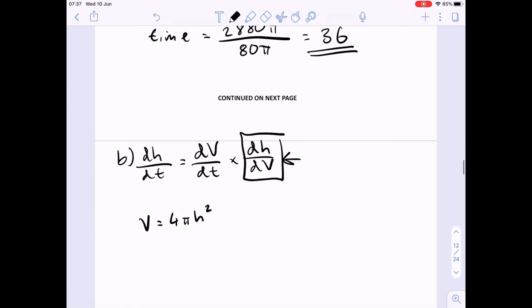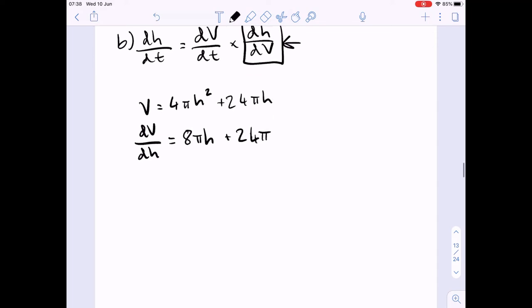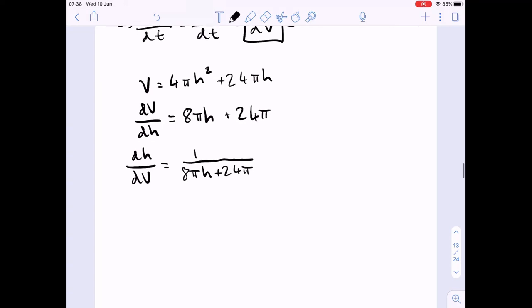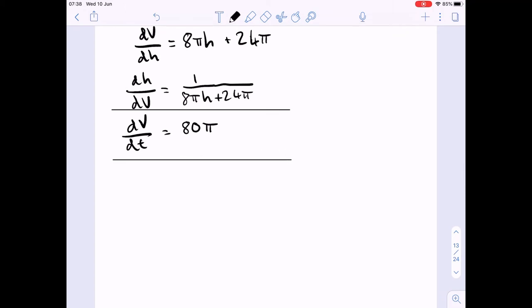plus 24 pi h. Okay, so dV by dh is going to be 8 pi h plus 24 pi. Okay, so overall dh by dV is going to be 1 over this, 8 pi h plus 24 pi. Let's just extend that fraction. And separately, I'm just going to remind everyone that I know that dV by dt is 80 pi. Okay, so dh by dt is going to be 80 pi times 1 over 8 pi h plus 24 pi.